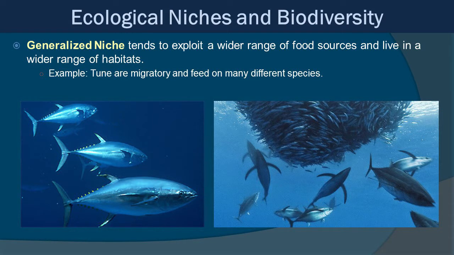On the opposite end of the spectrum, we have generalized niches, which tend to exploit a wider range of food sources and live in a wider range of habitats. A good example of this would be tuna. They're very migratory. They feed on many different species, and thus if anything changes in the environment, they're able to sort of shift from one food source to another without missing too much of a beat.